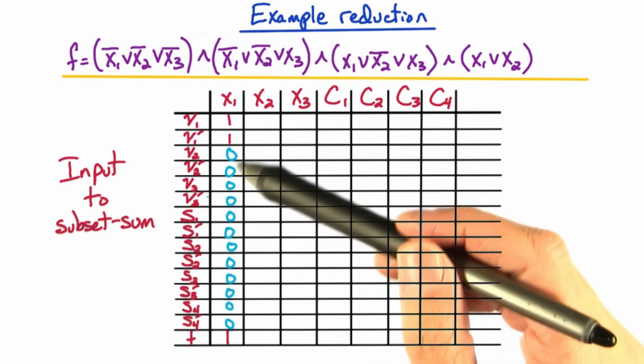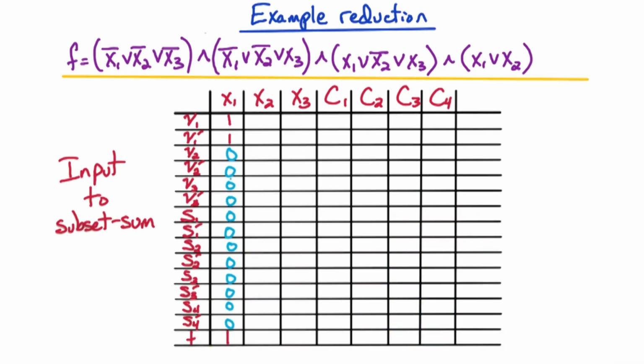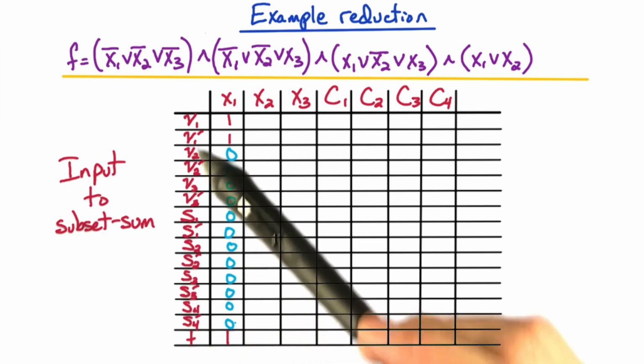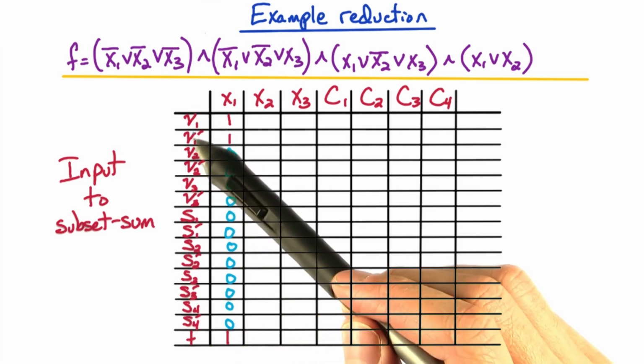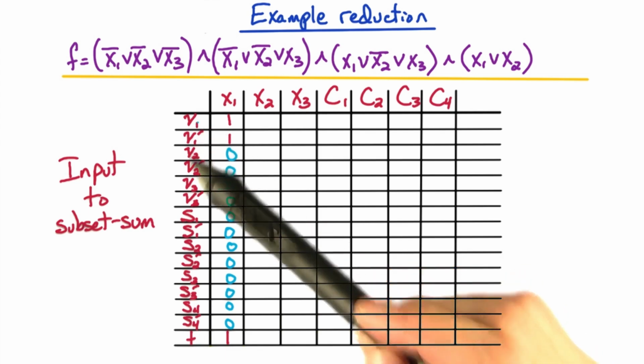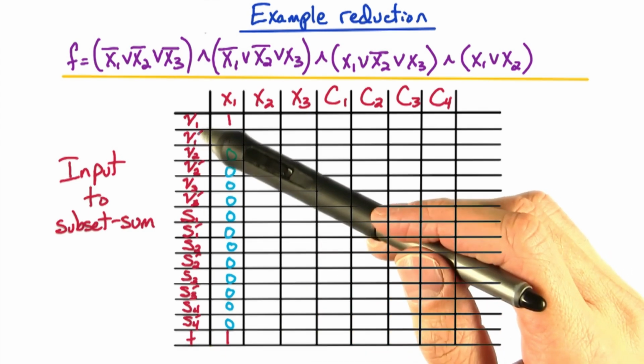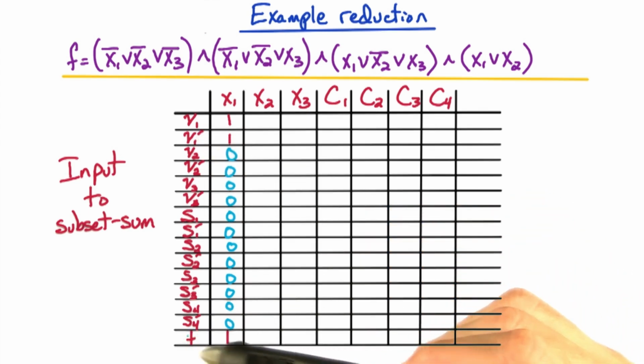For all other numbers, we put a 0 in the first digit. Now, assuming there's no carry from the other digits, how can our subset of numbers achieve a sum of 1 in the first digit? Well, the only way is to include either v1 or v1 prime, but not both and not neither. So we have to include exactly one of these two in order to achieve a sum of 1 in the first digit.